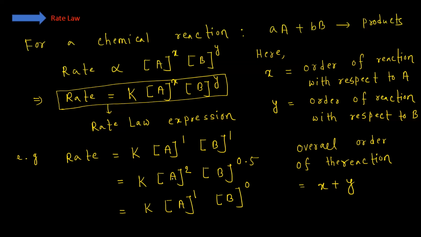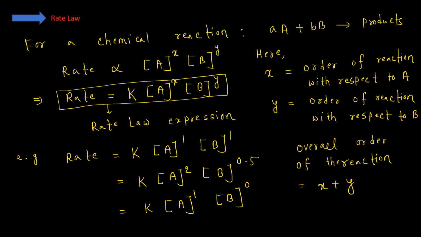In the second rate law expression, we can see the order of the reaction with respect to A is 2. That means if we double the concentration of A, the rate will be 4 times of previous rate.